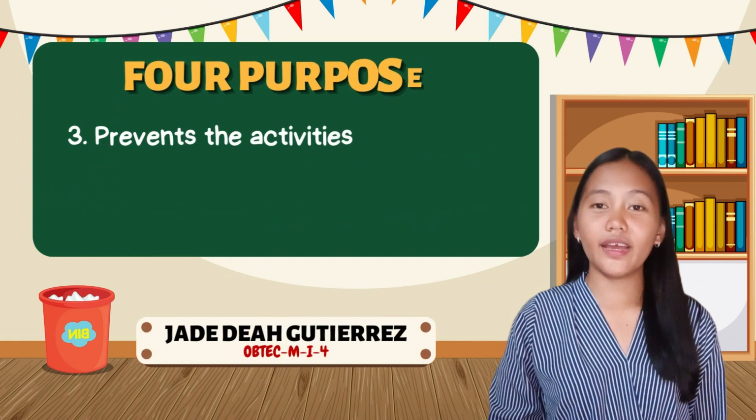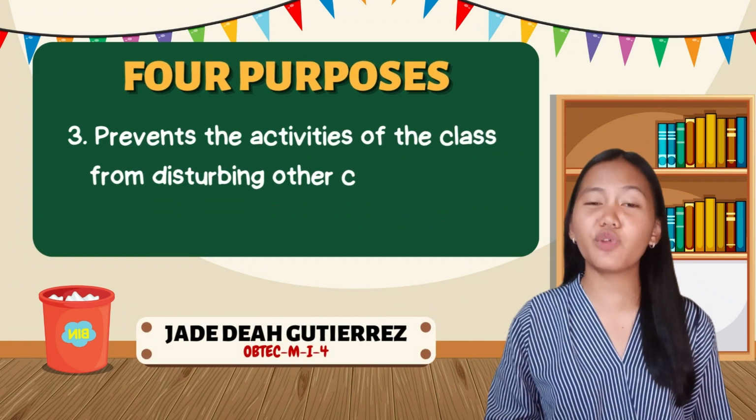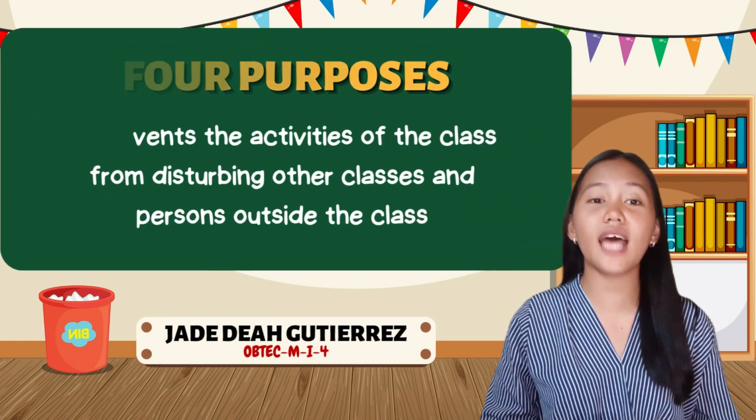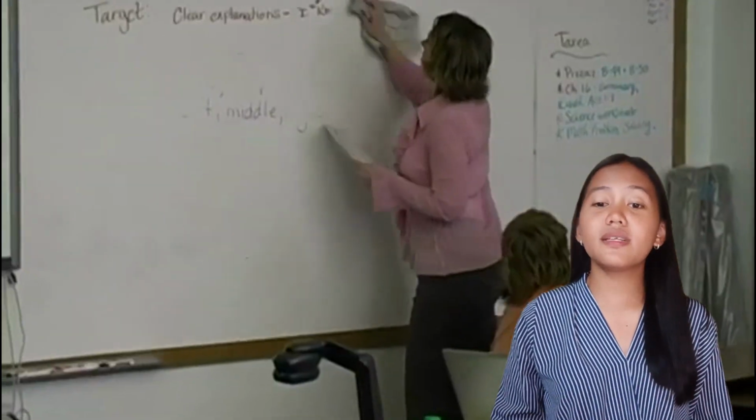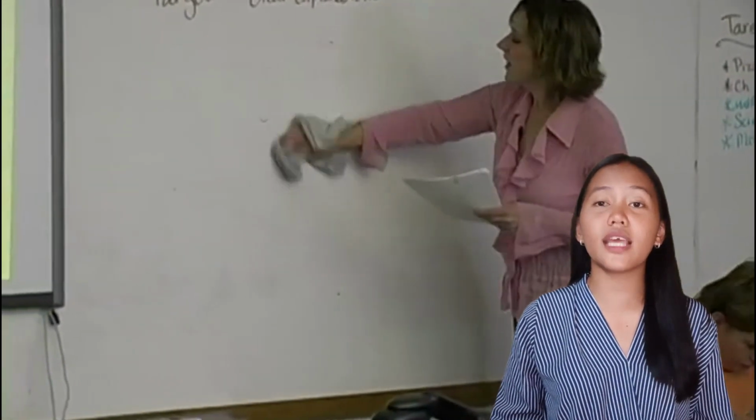Third, prevents the activities of the class from disturbing other classes and persons outside the class. Classroom conduct should not disrupt the learning experiences of others in the school community. Necessary standards of conduct should consider the impact of class activities on neighboring classrooms and individuals outside the class, aiming to minimize disturbances and maintain a harmonious educational environment.